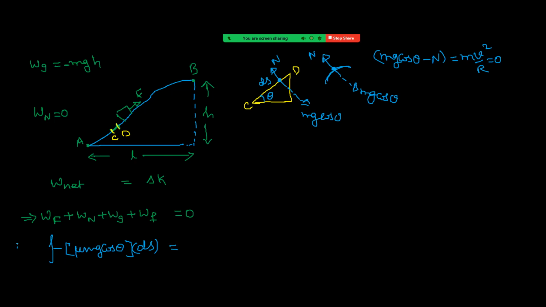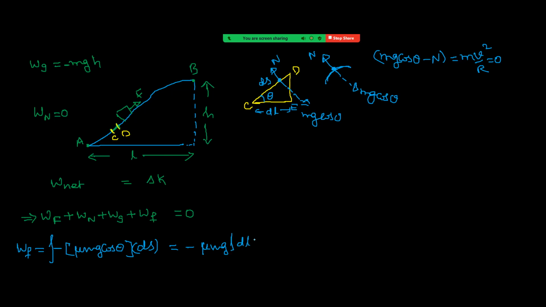Then see. I'm taking minus outside, and I'm taking mu mg also outside. Mu mg outside. Remaining is now ds cos theta. From the diagram, you can see here ds cos theta, let us take this easy, means it is equal to the length CE. Okay, I'm taking this length as dl. So from the diagram, ds cos theta is equal to dl.